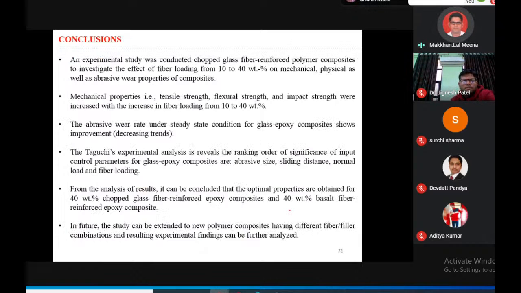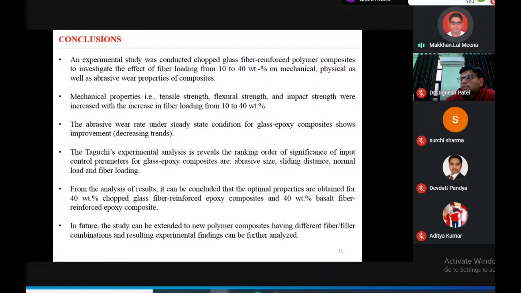Now the conclusion of this case study. This experimental study was conducted on chopped glass fiber reinforced polymer composites to investigate the effect of fiber loading of 10, 20, 30, 40 weight percentage on the mechanical, physical, and abrasive wear properties of the composite material. For mechanical properties, we studied tensile strength, flexural and impact strength, which increase with fiber loading from 10 to 40. Overall, the abrasive wear rate under steady state condition for glass epoxy composites shows improvement.